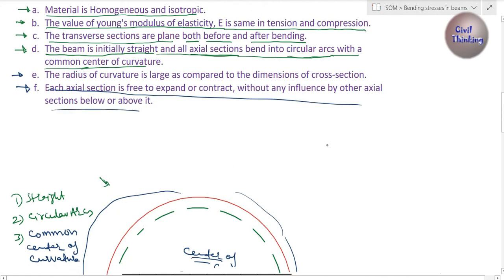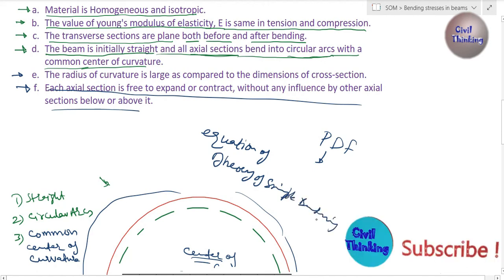If you want the PDF of this, it is in the comments, and the next class will be on finding the equation of the theory of simple bending. That will be the next class.